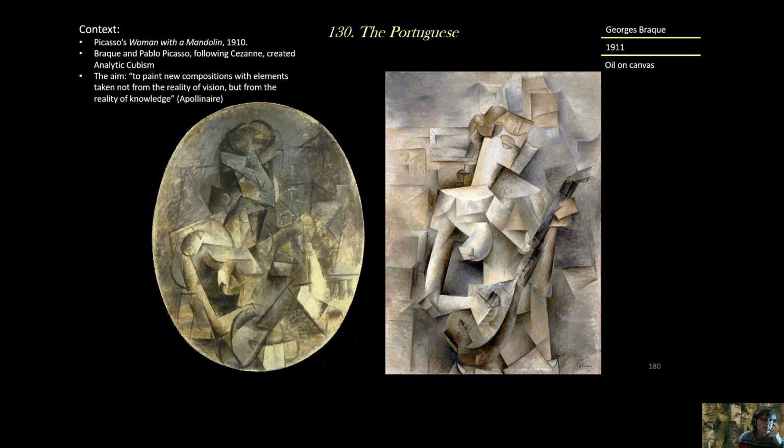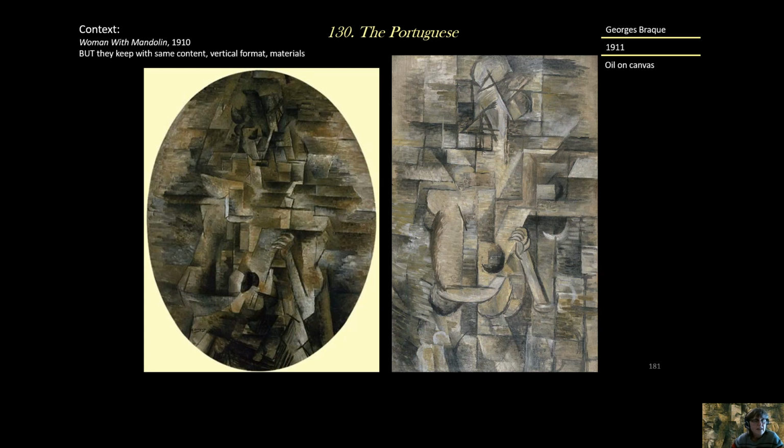And here's a quote from a poet from the time who said, "The aim of these pieces was to paint new compositions with elements taken not from the reality of the vision, but from the reality of knowledge." So they're not trying to compose something that they're sitting in front of. Like, we're not trying to recreate a woman playing a mandolin here just so that you can, like a photograph. Instead, this is a mental recapturing of that from different perspectives, different approaches. And then here is Braque's Woman with a Mandolin.